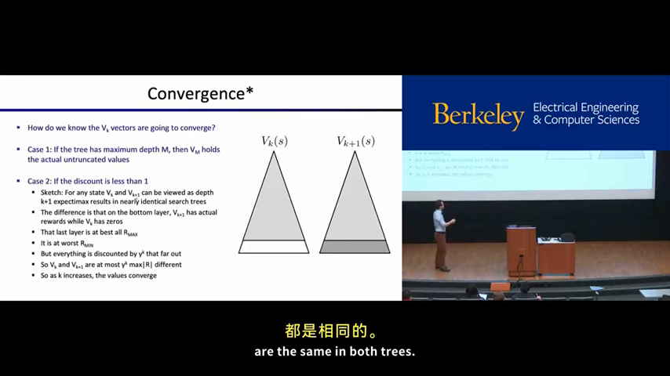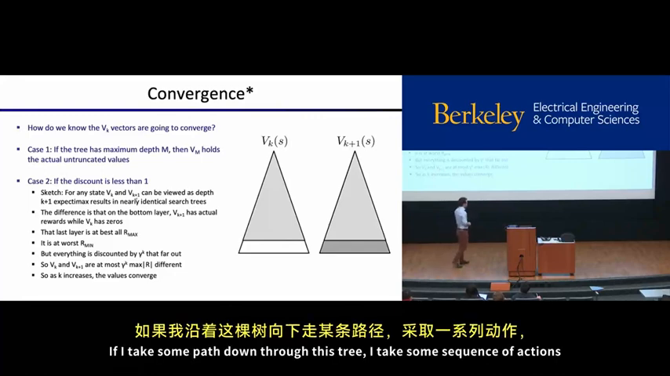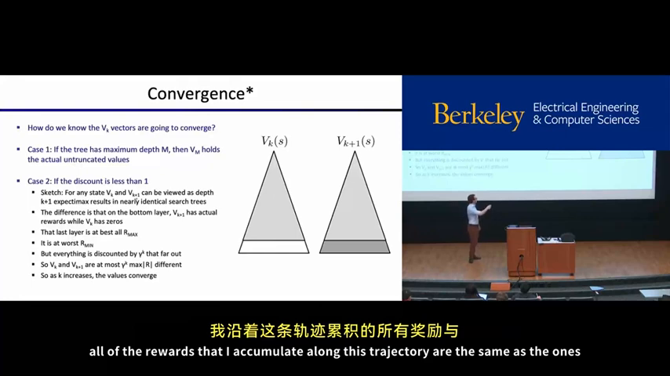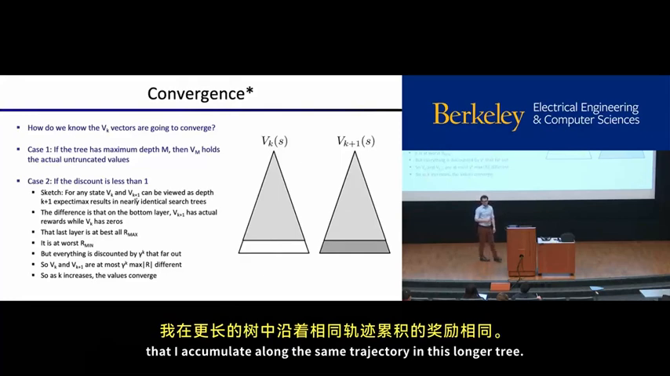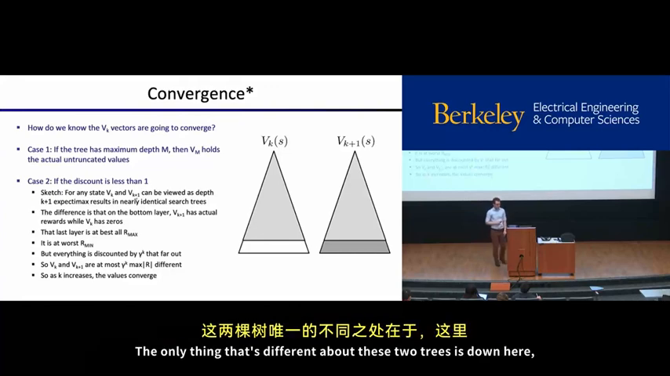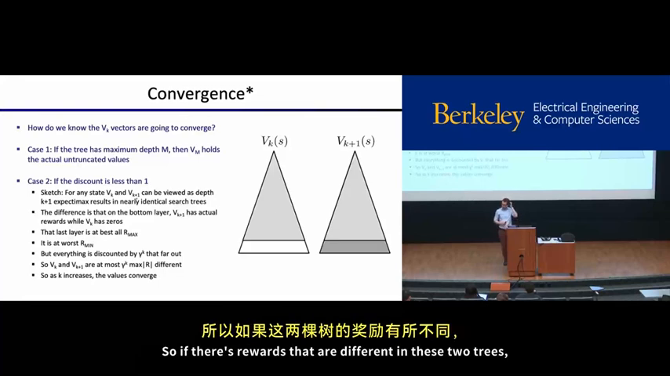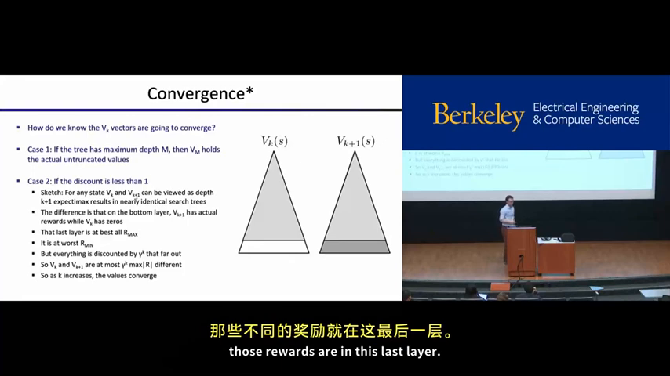trees, right? If I take some path down through this tree, I take some sequence of actions and the chance nodes bring me to some sequence of next states. All of the rewards that I accumulate along this trajectory are the same as the ones that I accumulate along the same trajectory in this longer tree. The only thing that's different about these two trees is down here, I have an extra round where I get to play one more step. So if there are rewards that are different in these two trees, those rewards are in this last layer.